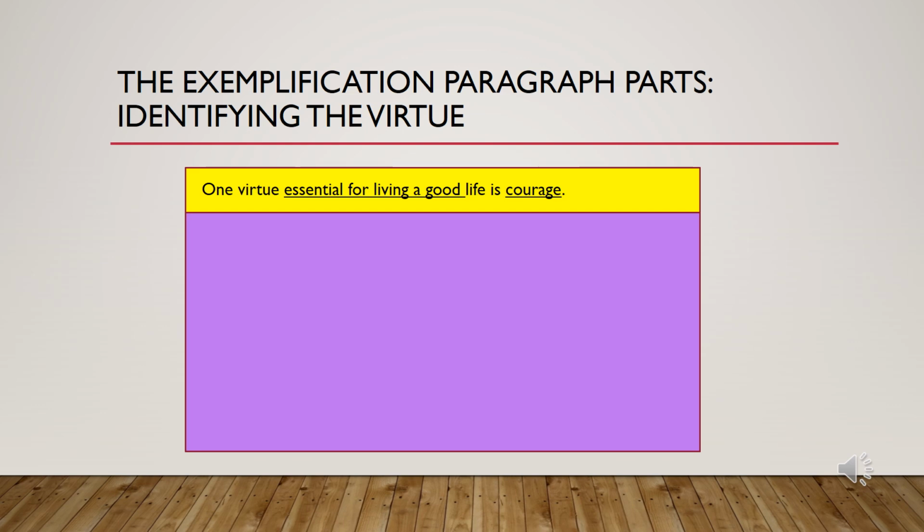So, as you can see, I've provided you with the topic sentence for a body paragraph for this assignment. One virtue essential for living a good life is courage. Let me say a couple of things about this topic sentence and about topic sentences in general. Students sometimes think that writing should be complicated or difficult or fancy.